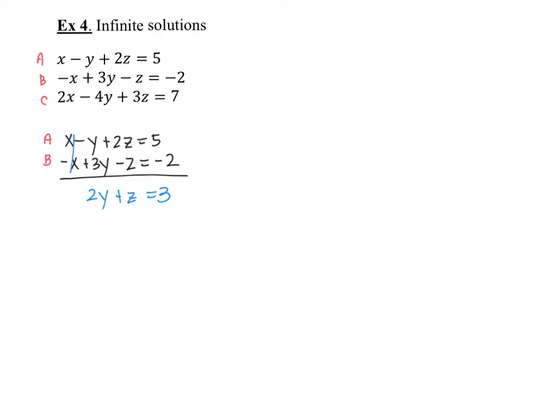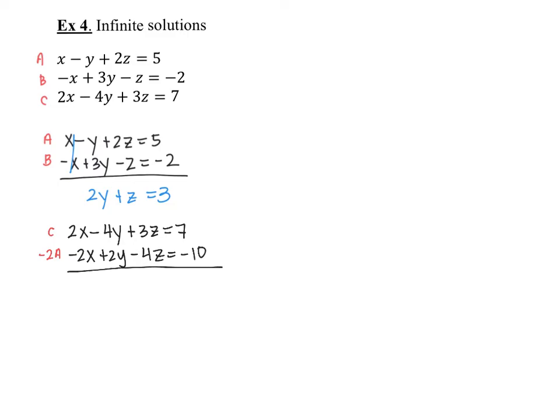Okay, now I need to cancel the x's again, but I have to use equation C this time. So let me look at equation C. This is a 2x. I think I'll use equation A with 2x. I can multiply A by -2, and that should cancel it. So equation C, and then I'm going to multiply equation A by -2 to cancel the x's. I could have used equation B too. -2x, +2y, -4z equals -10.